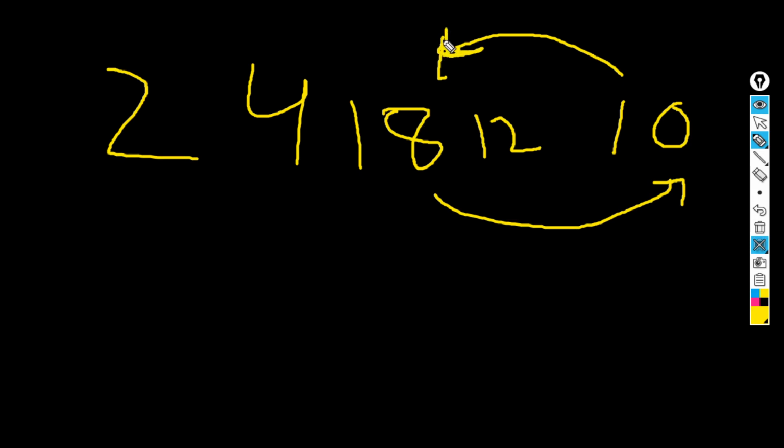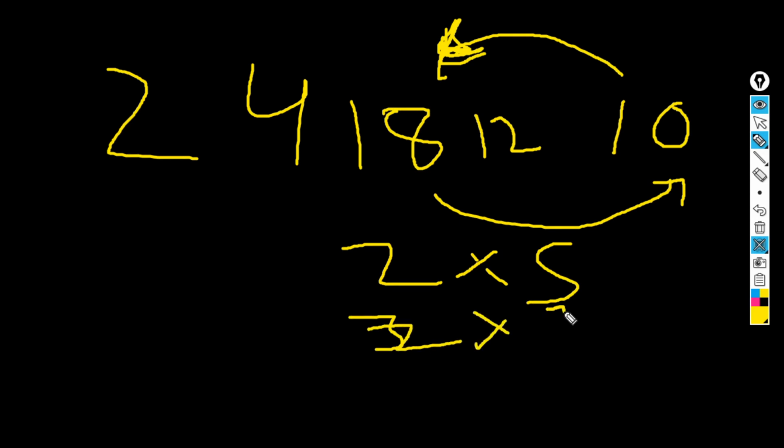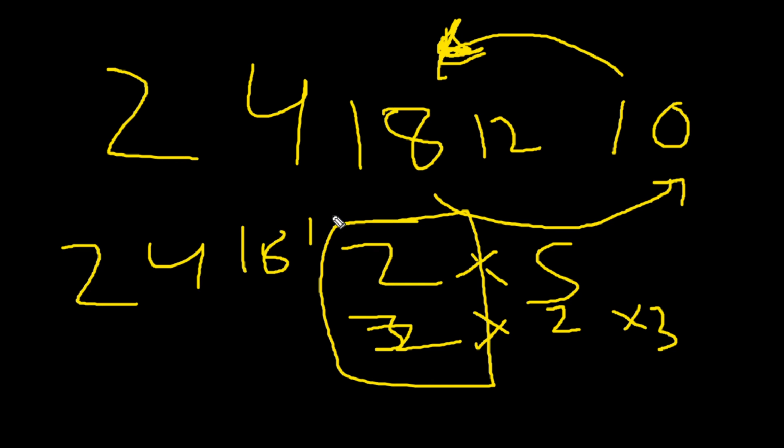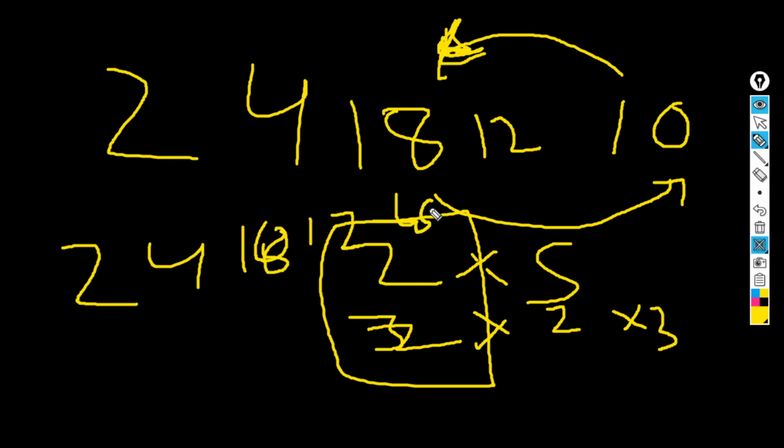Let's find first their greatest common factor. 2 into 5 and 2 into 3. Oh, we have the greatest common factor as 2 only, so we can swap them directly. So the values here will be 2, 10, 18. Now this is a simple question, so we directly swapped it.